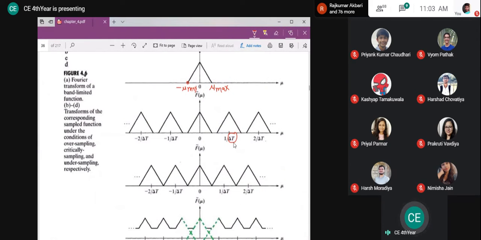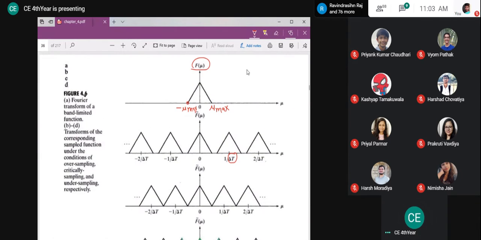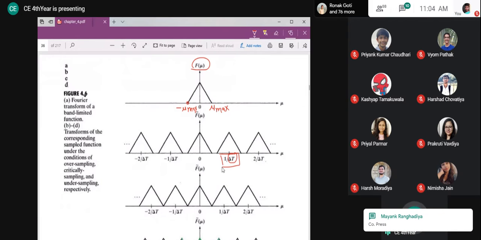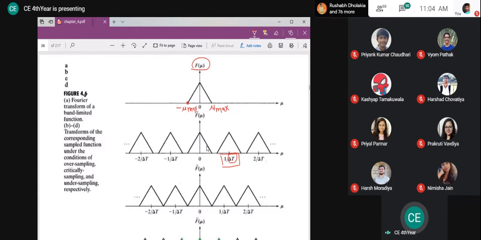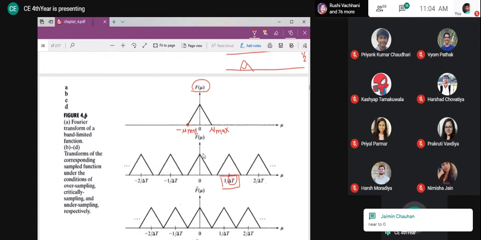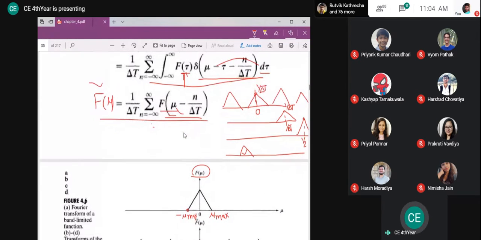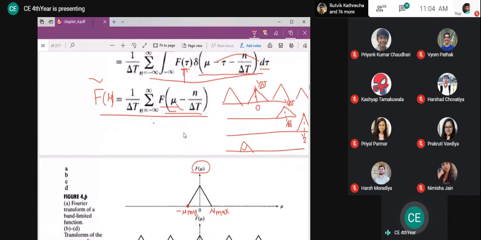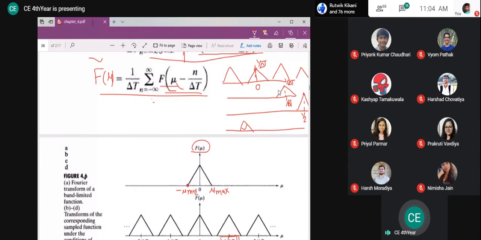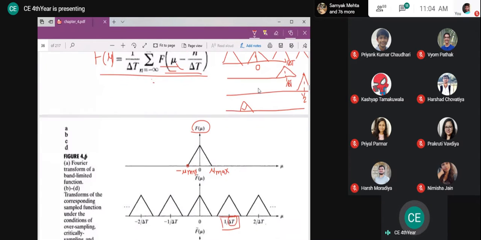Suppose I am taking delta t larger. What will happen? Delta t is larger, so 1 by delta t will be smaller. How do we obtain the frequency domain of the sampled function? The frequency domain of the sampled function is my original frequency domain shifted at 1 by delta t, right?